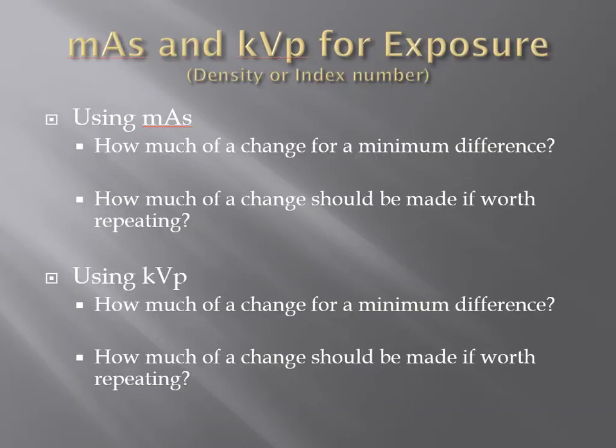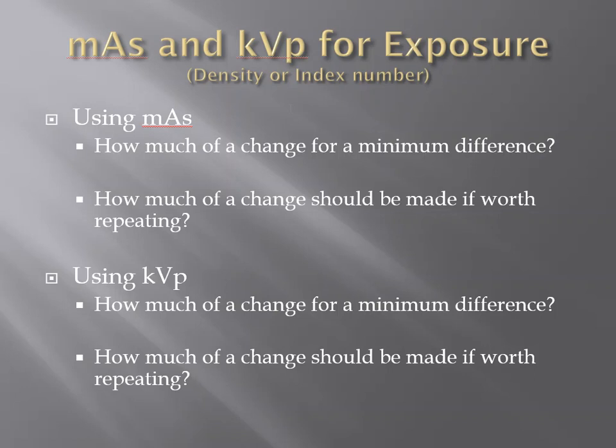So mass and KVP for exposure, that is your density or your index number. Using mass only, how much of a change do you need to make to see a minimum difference? That would be a 30% change in mass, which would show you just a minimal difference. Now, realistically, you're not going to see that on your reader. That really applied to screens and films.